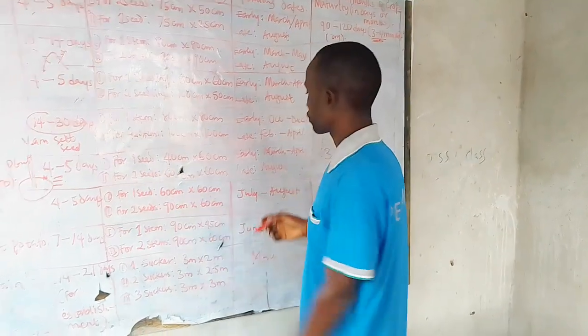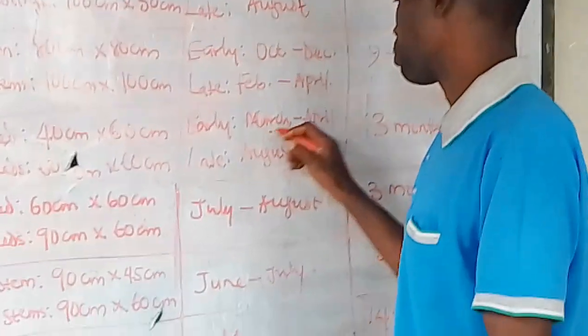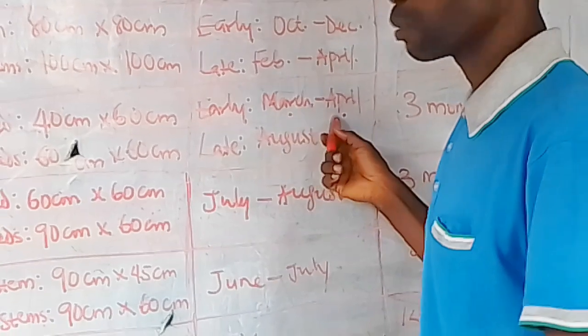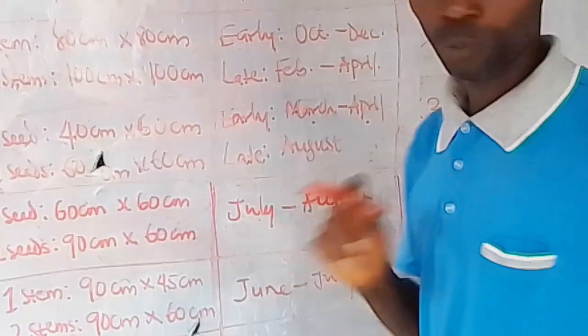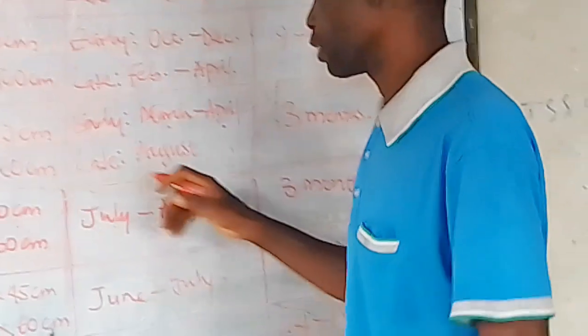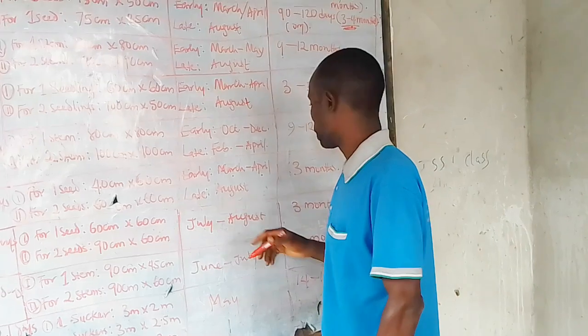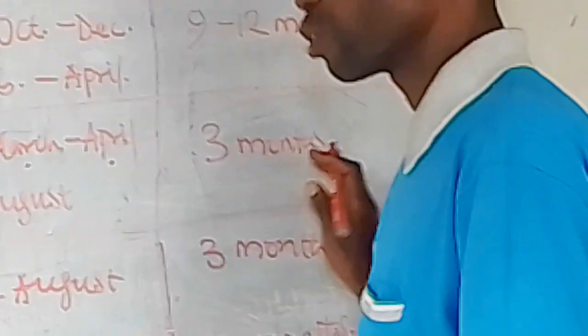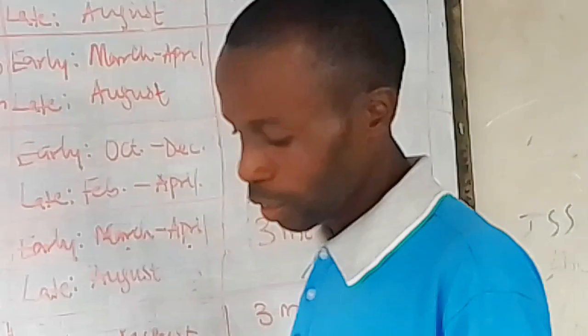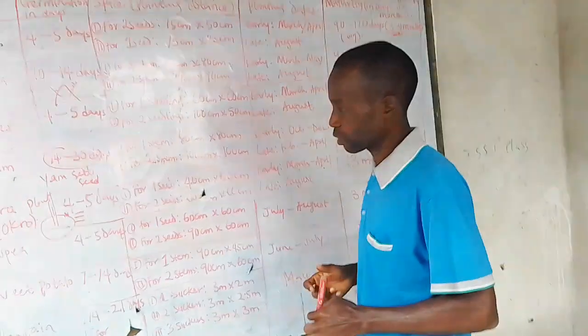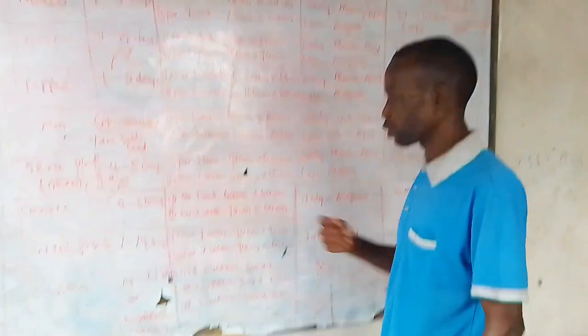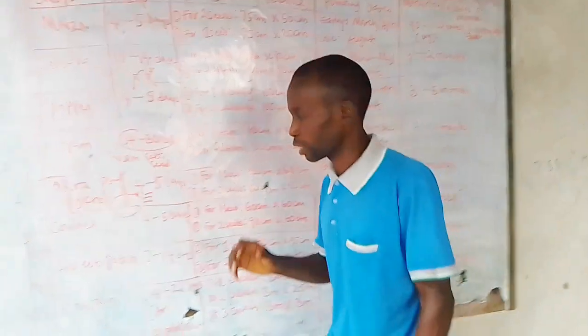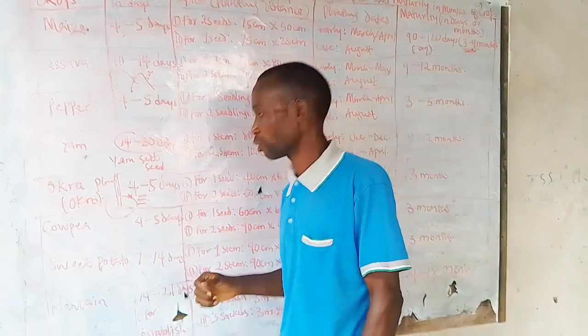Now, okra is planted between March and April, which is around the peak of the rainy season in West Africa. And the next one is planted around August. You have about 3 months before you start reaping, that is harvesting. However, you start fruiting before the 3rd month, but you get mature by around the 3rd month.